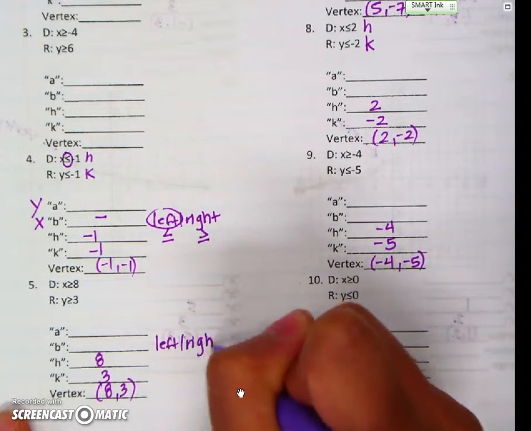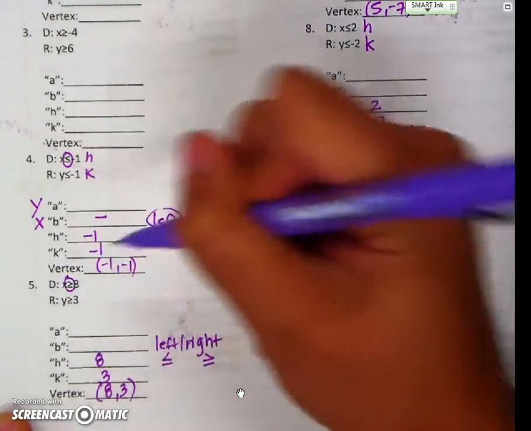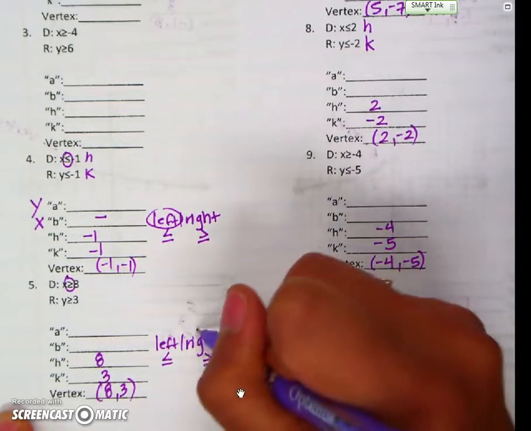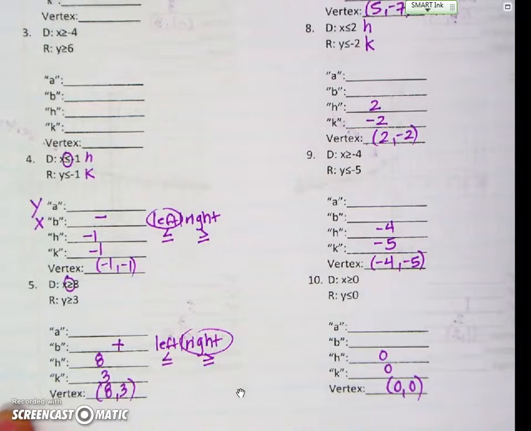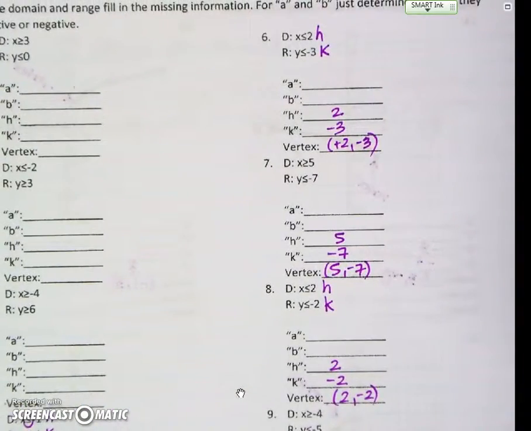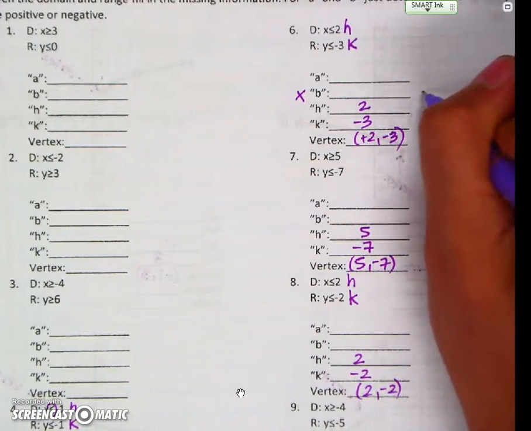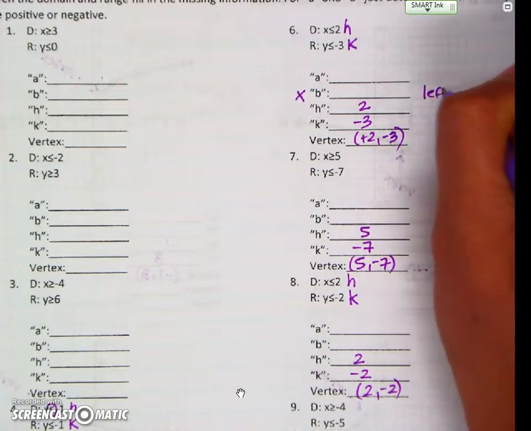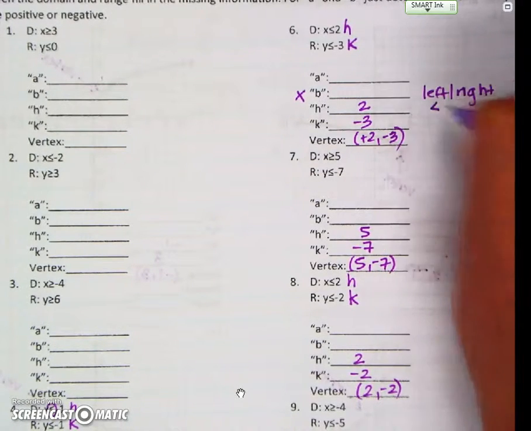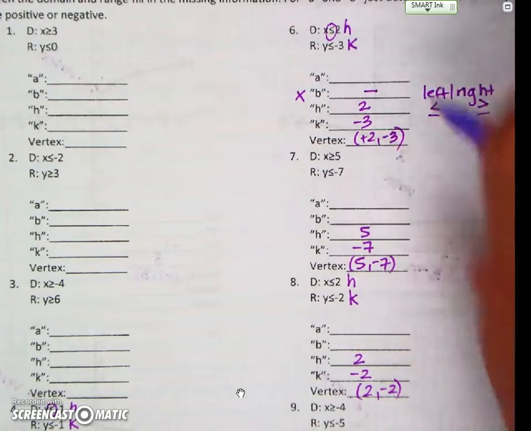You answer the same question for number 5. Is my function pointing to the left or is it pointing to the right? It's pointing to the right, so B is going to be positive. Okay, let's go to number 6. You have to ask yourself, B values are determined by the X values. Is it pointing to the left or to the right? To the left, so it's going to be negative.